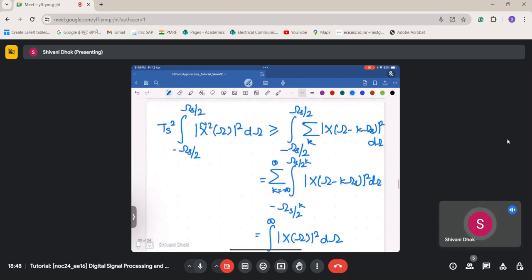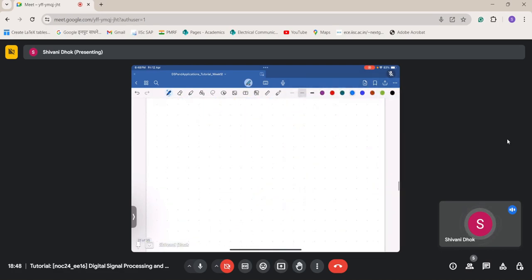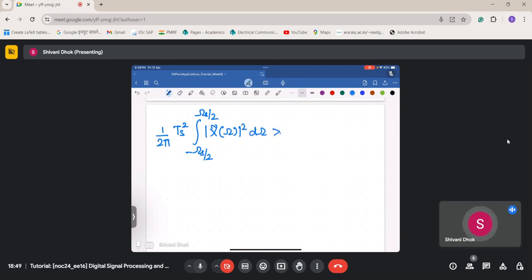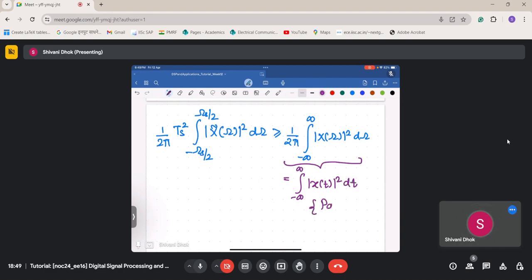Now I can multiply both the sides by 2 pi. So what I'm having right now is 1 upon 2 pi Ts square into the integral from minus omega s by 2 to omega s by 2, which is greater than or equal to 1 upon 2 pi integral from minus infinity to infinity magnitude of X of omega square d omega, and this thing here is equal to integral minus infinity to infinity magnitude of x of t square dt by Parseval's theorem.